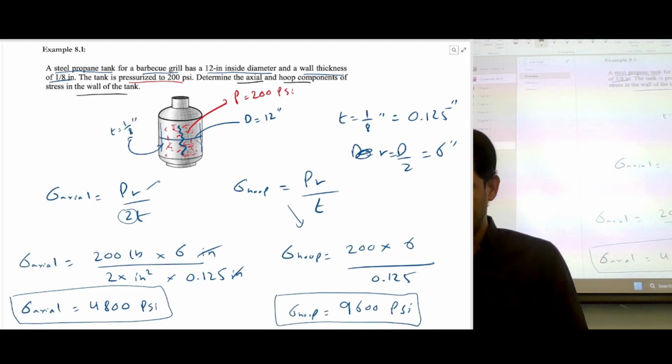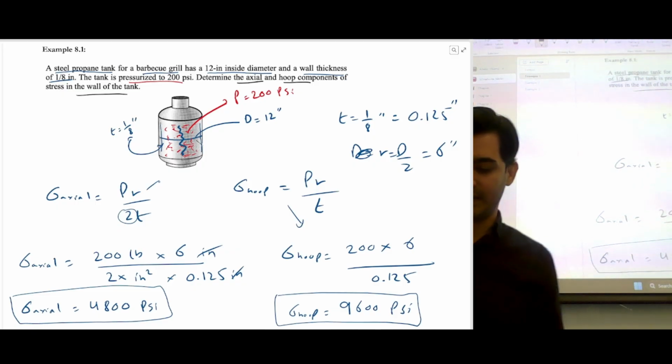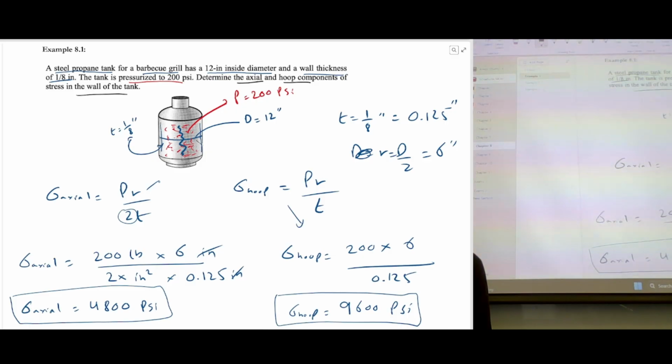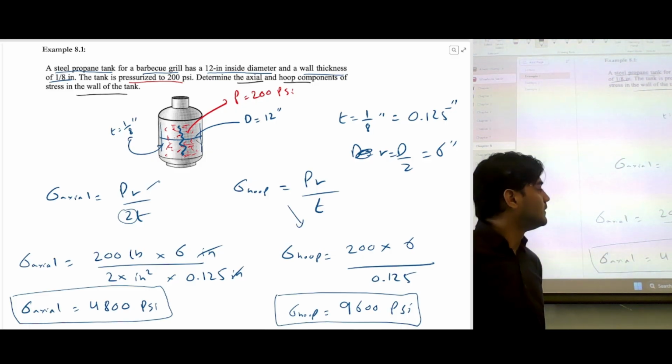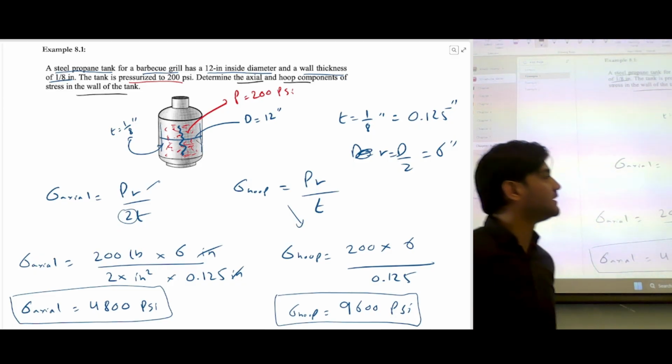So you guys can do example 8.3. It's similar to example 8.1, and you can find the axial stresses and the hoop stresses.